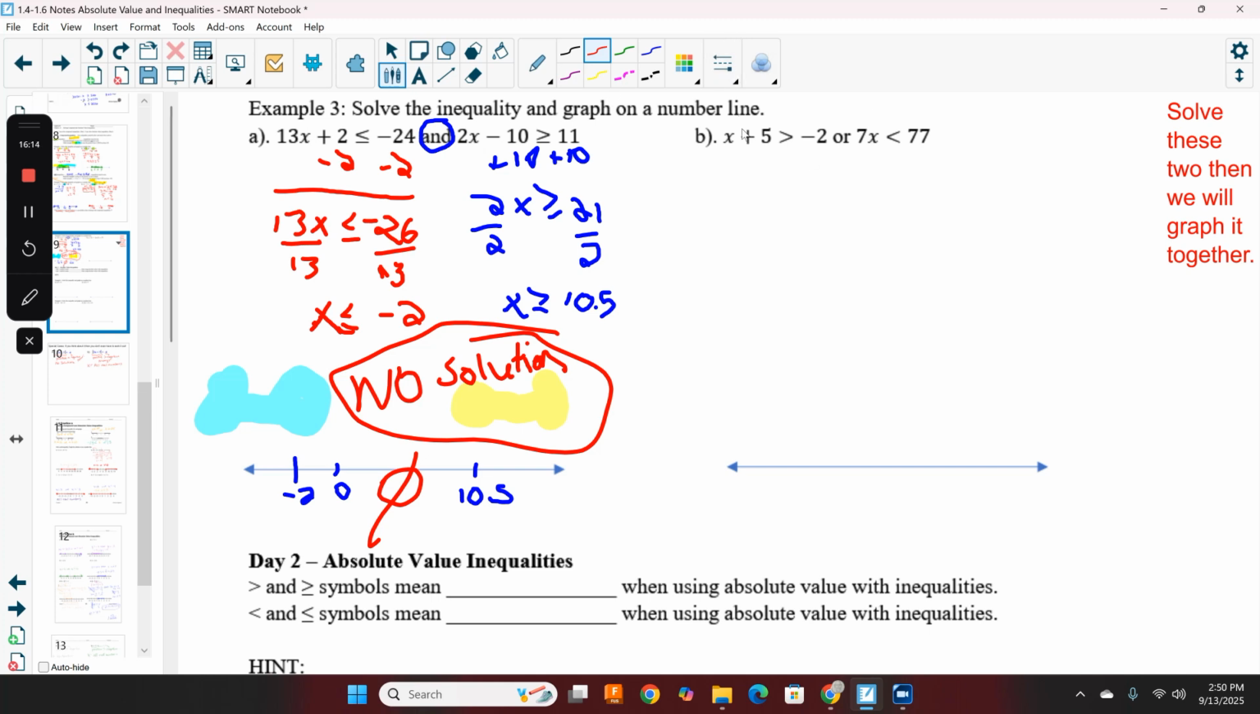What do we have? We've got x plus 5 is greater than negative 2. So let's subtract 5 from both sides. X is greater than, let's see, it's negative 2 minus 5, negative 7. Or, on the other one, let's divide by 11. And that one would be x is less than 7. So let's see, we got x is greater than negative 7. So there's negative 7. Let's put 0 on there. Let's put 7 on there.